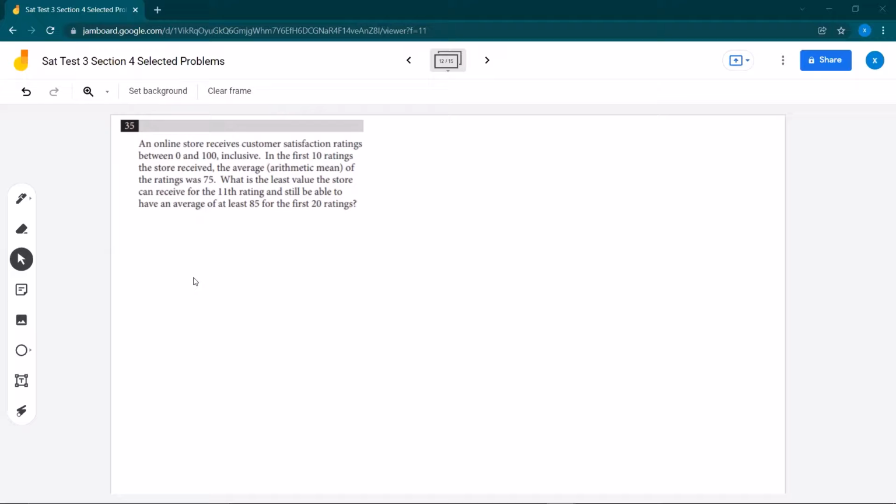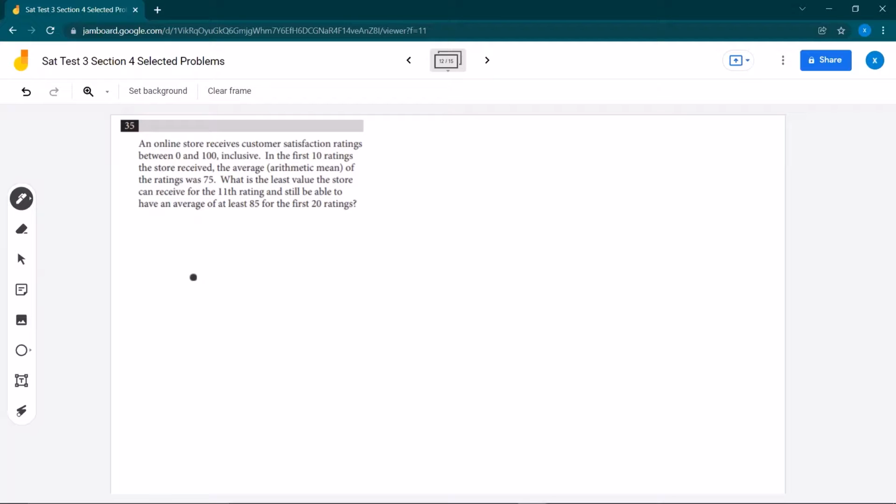Question 35. An online store is receiving customer satisfaction ratings between 0 and 100. In the first 10 ratings, the store receives an average of 75. We want to know the least value the store can receive for the 11th rating and still be able to have an average of at least 85 for the first 20 ratings.